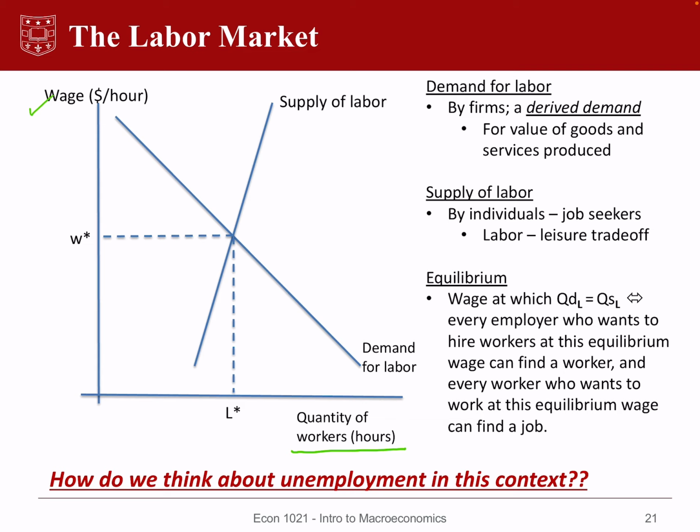We think about the demand curve for labor being a derived demand, meaning that firms are going to demand labor because of the value of output that that labor can produce. So when I say the value of goods and services produced, what I mean is labor is demanded because labor is used along with other inputs to produce goods and services that are available for sale in the marketplace. So firms' demand for labor is derived from the fact that labor is producing goods and services.